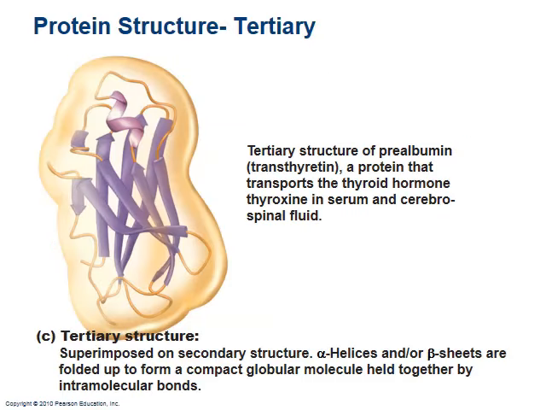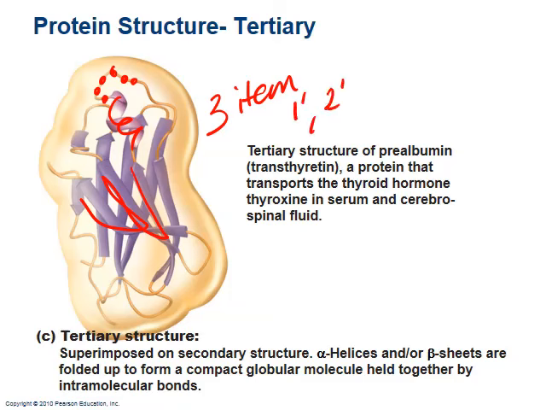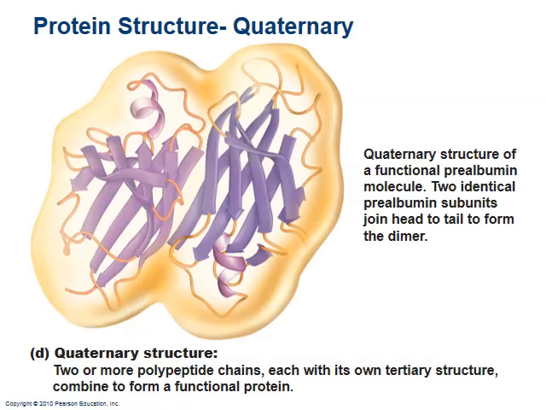Third kind is called tertiary. So you can see we have beads on a string here. This is primary amino acids. Then we have an alpha helix, and then we have a beta sheet. So there's 3 items inside this tertiary structure. We have the primary, and we have the secondary structure. The fourth protein structure is called quaternary, and quaternary, you can see here, it's really just 2 tertiary structures put together.